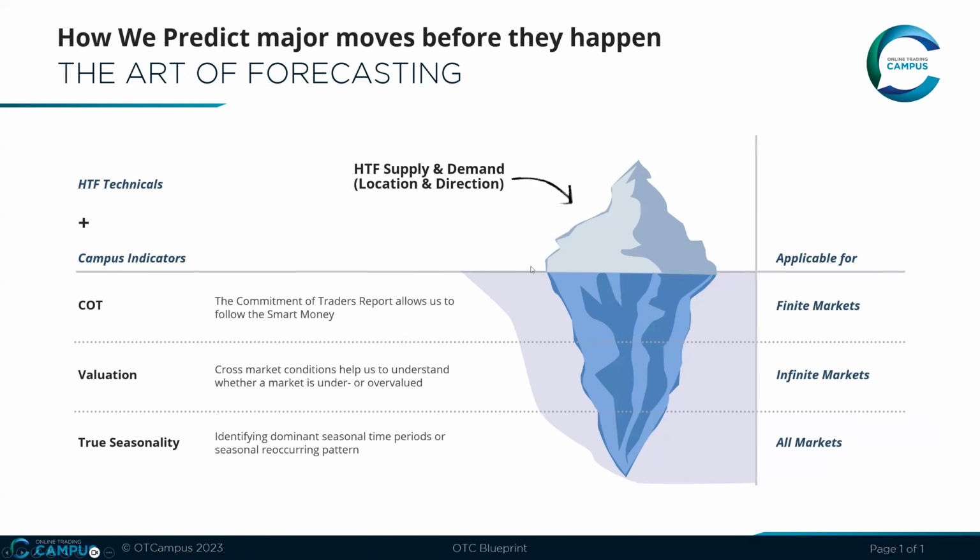In very basic terms, true seasonality will help us in identifying dominant seasonal time periods or seasonal reoccurring patterns. And there are a lot of people that claim seasonality to be the holy grail. We don't, okay? Seasonality is an invaluable tool, but it's not the be-all, end-all. Yes, usually markets tend to rally and decline about the same time every year, but not necessarily. I wish it was as easy as that.